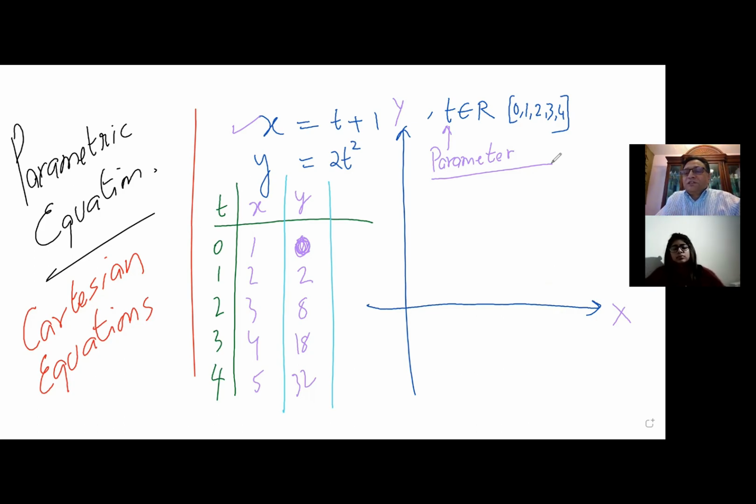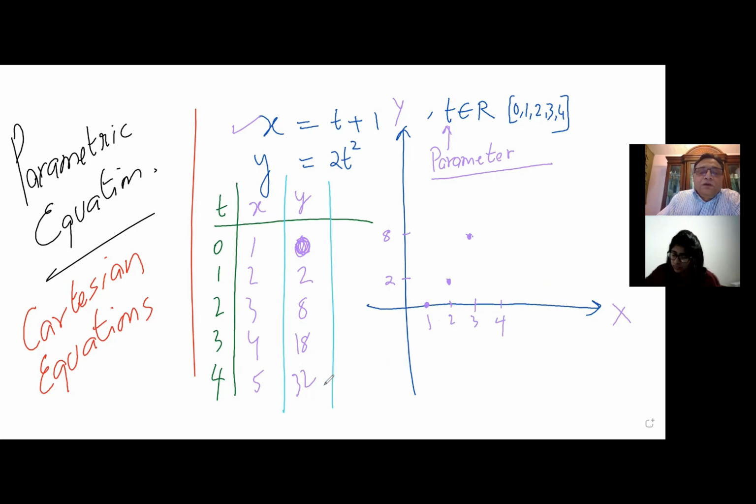So if I have to plot this equation, what will I do? I know when t is 0, x is 1 and y is 0. That means there is a coordinate point (1, 0). But when x is 2, y is 2. So at 2, y is 2. When x is 3, y is 8. Let's say this is 8 for us. And when x is 4, y is 18, right? So 1, 2, 3, and then I have here 4.